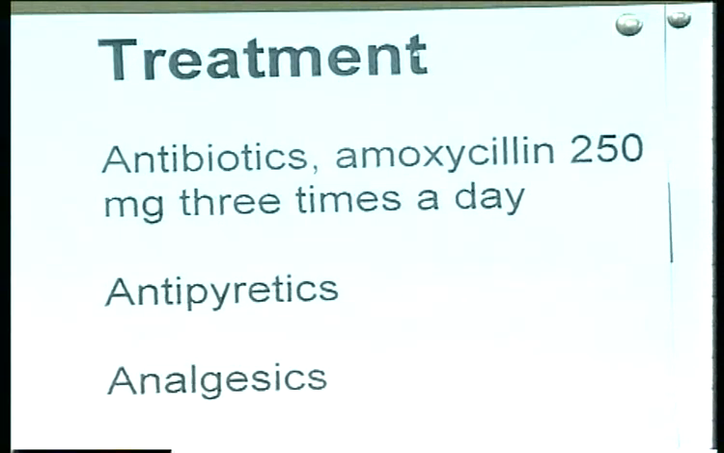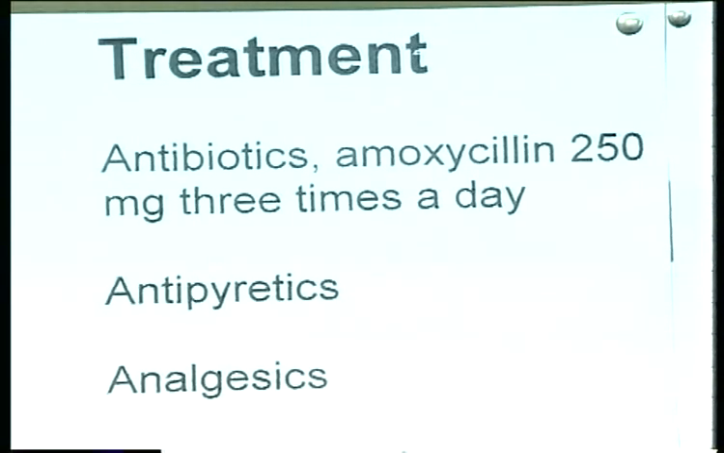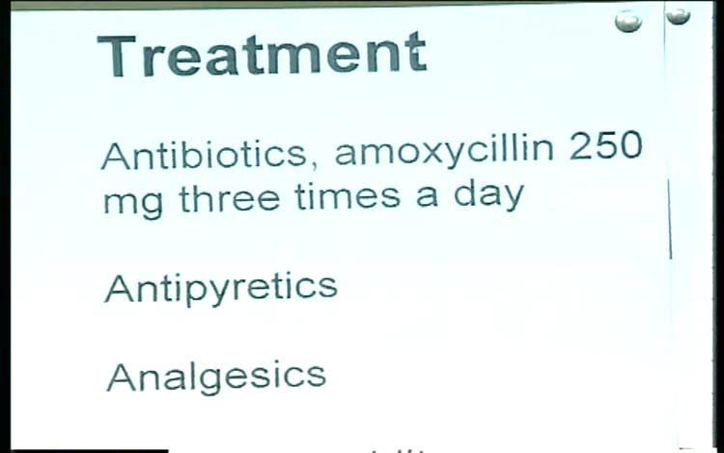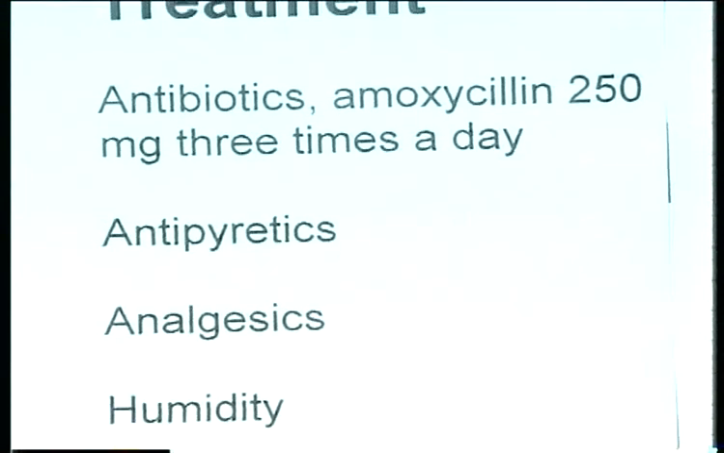So let's think about treatment of bronchitis in children, or indeed any acute bronchitis. Well, antibiotics work very well against bacterial infection. Typically, amoxicillin 250 milligrams 3 times a day will be an adult dose. Amoxicillin works quite well against most types of bacteria that infect the bronchial tree. There's many others that can be used.